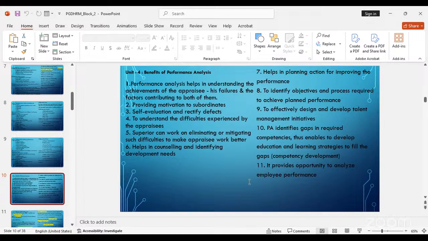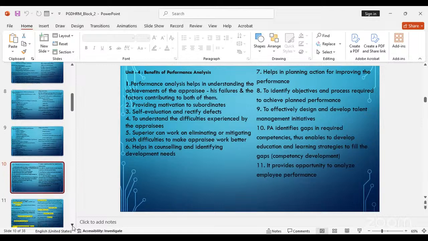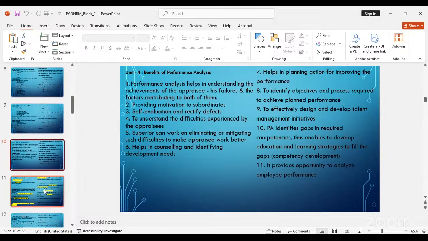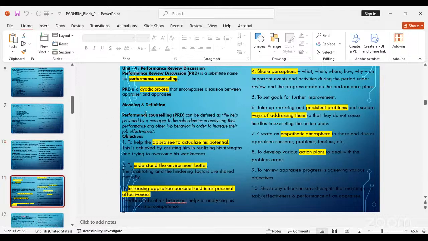So it provides an opportunity to analyze the performance of employees, individuals, teams as well, and the organization. So how to conduct these performance review discussions? These are a very important, crucial part. It's a kind of group or individual performance counseling. Here two parties are involved, the appraiser and the appraisee.